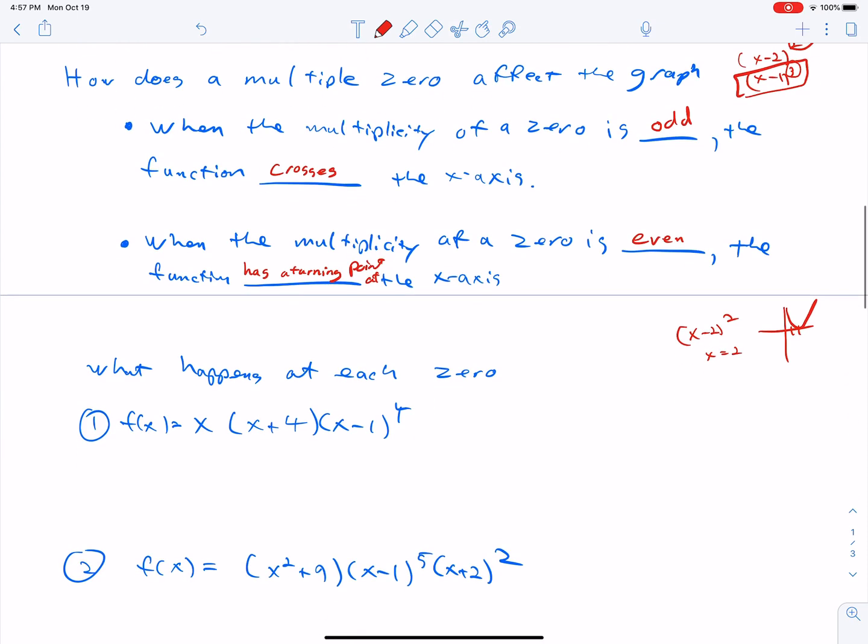So when we look at that, for example, we look at the function f of x equals x times x plus 4 times the quantity x minus 1 to the 4th power. So this means that x equals 0, which is right here. It's an odd multiplicity. It's just 1. So it crosses the x-axis.